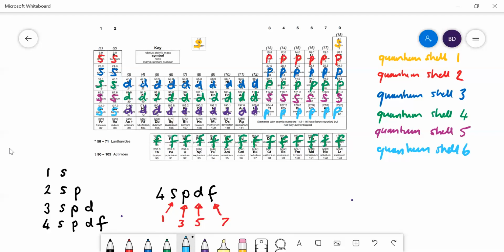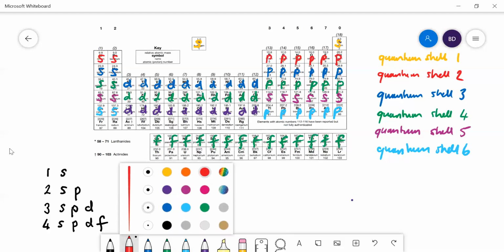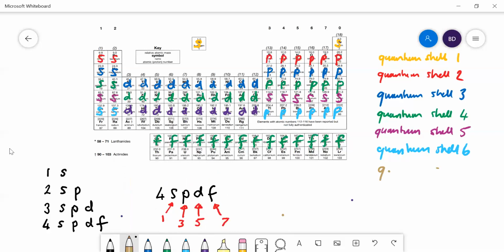Right, now I'm going to have to go to 7. So I need another color for 7. What should we have? We'll have that gold color, shall we? Okay. So this is quantum shell 7. So that's 7s there. Then we go back to 6d. So that should be there. So we just have 1 d, and then we start filling up 5f. So 5f should be purple. That's all the 5fs get filled up. All 14 spaces. When that's filled up, then we go back to filling up 6d.